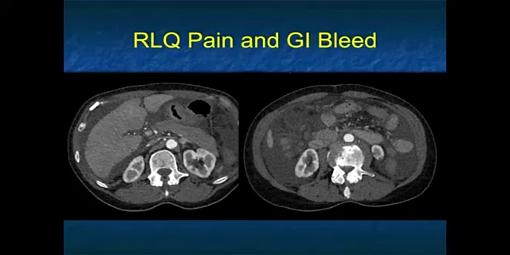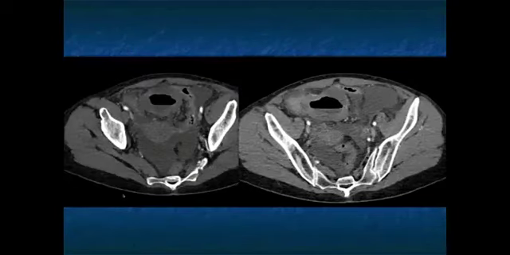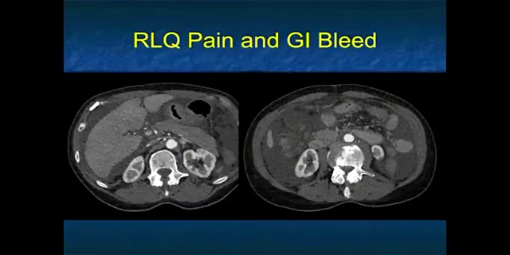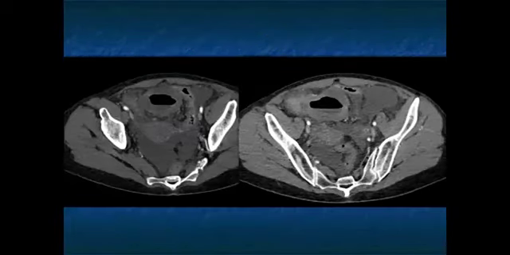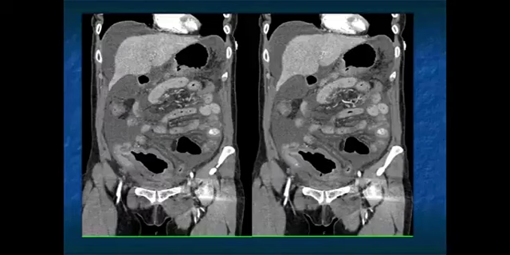Patient with right lower quadrant pain and GI bleed. You can see in the first image a lot of ascites. Pancreas is prominent. Liver shows textural changes. And then there's a mass involving what appears to be the terminal ileum. It's bulky. You see it better on the coronal view. It's really the terminal ileum.